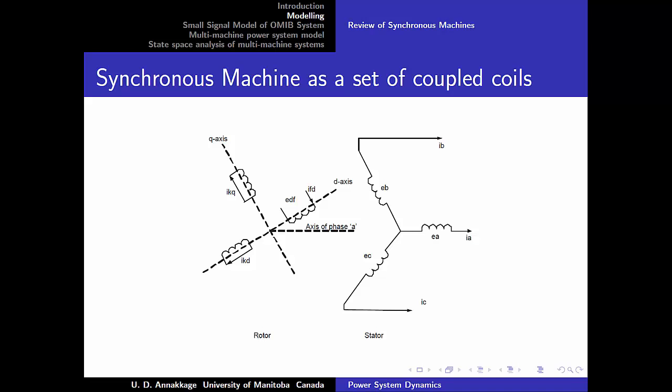If there is only one damper winding on the D axis, we use the notation 1D. If there are two damper windings, we use the notation 1D and 2D. The same applies to the quadrature axis windings. The axis of phase A is the direction of magnetic flux produced by a current in coil A.